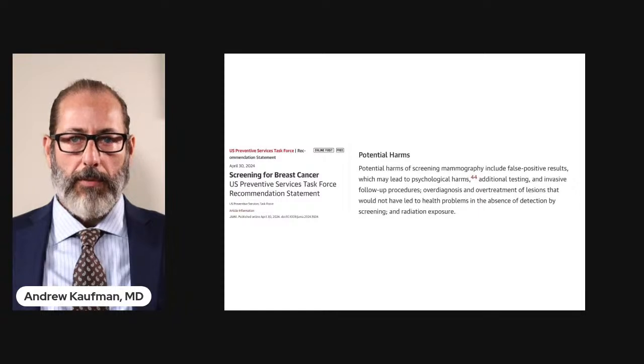So they admit the radiation exposure is a problem. And basically what they're saying is that women may actually undergo treatment for breast cancer when they don't actually have breast cancer.